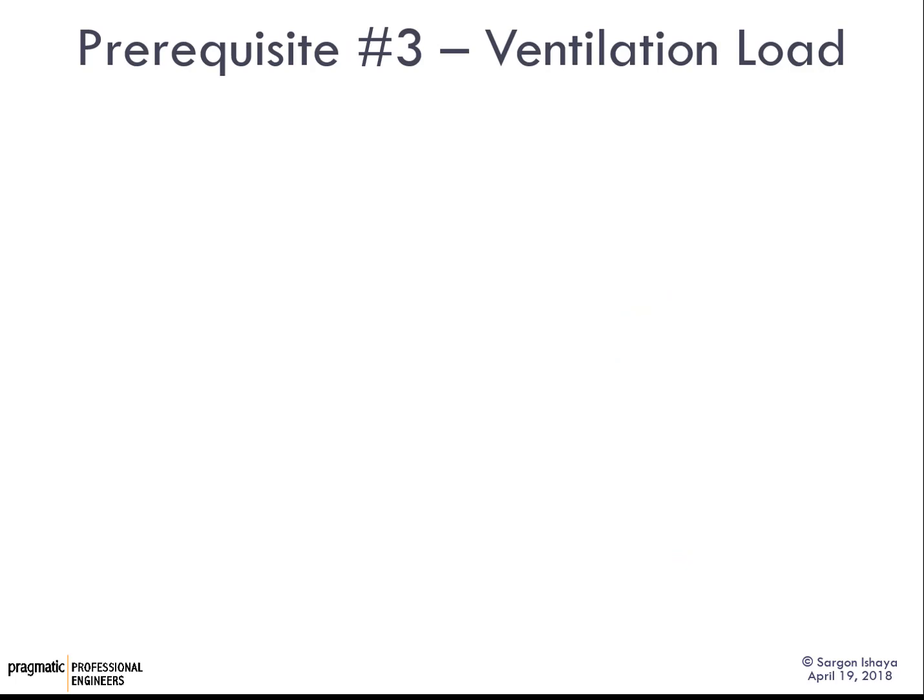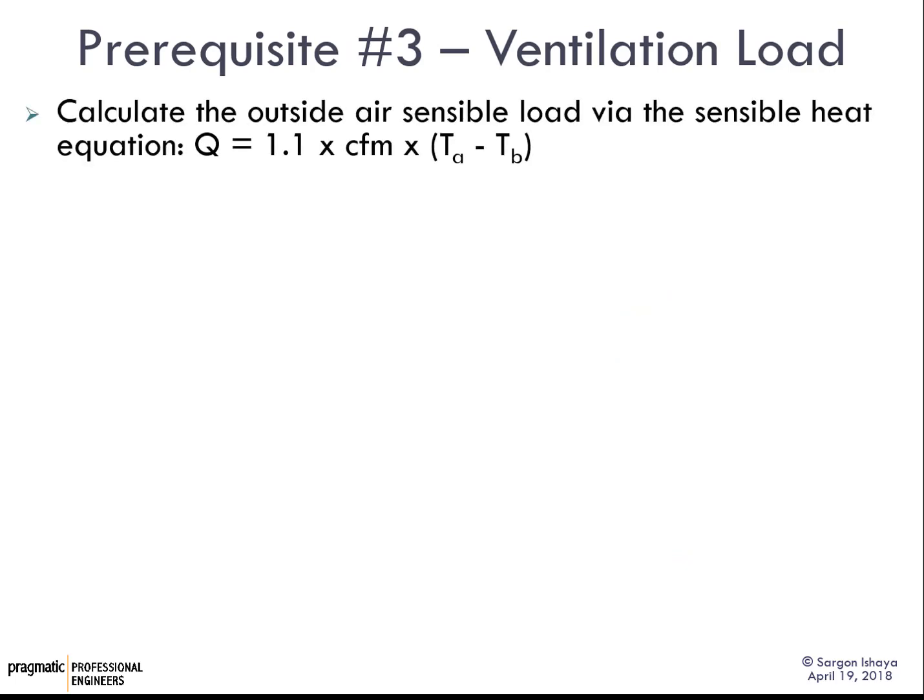And now we can move on to calculate the ventilation load, which was the third prerequisite that we need to size a package unit. We have all the information. We're going to use the sensible heat equation. Recall the sensible load, and this is in imperial units, so this is in BTUs per hour, is equal to 1.1 times the airflow in cubic feet per minute times the temperature difference in Fahrenheit.